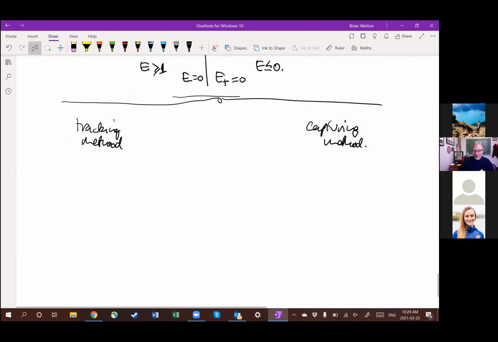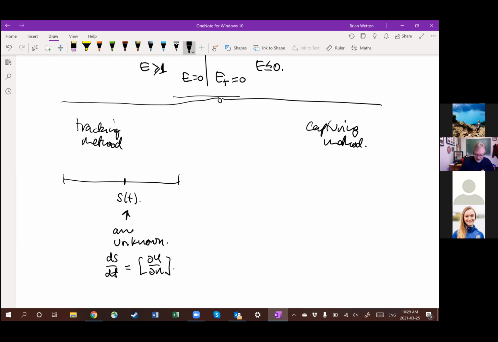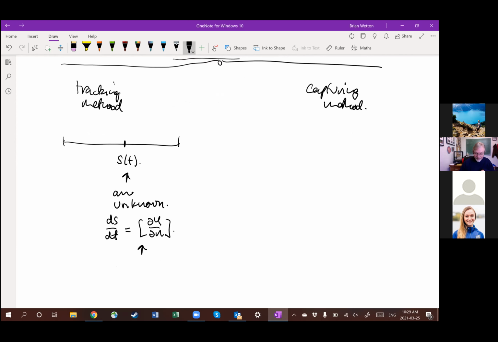So we're looking at free boundary value problems, right? A tracking method would say, let's just look at 1D. I'm going to actually have S of t as an unknown, and ds by dt is this jump in du dn. I'm going to actually implement this.